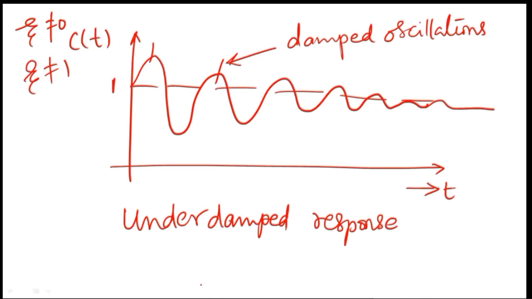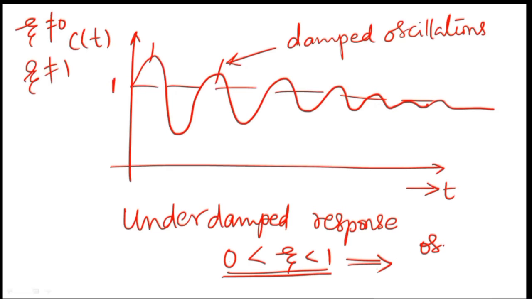Means as the zeta value lies between 0 and 1, the step response of the system will have oscillations in it. And the oscillations will get damped out as t is tending to infinity. Okay, so that is the reason why this response is known as the underdamped response.